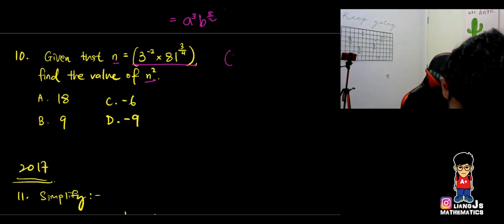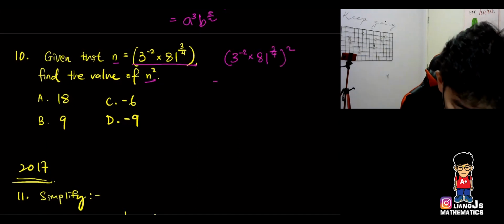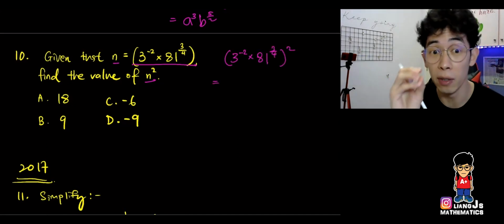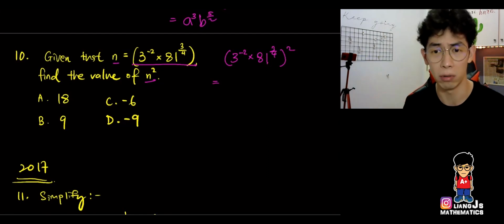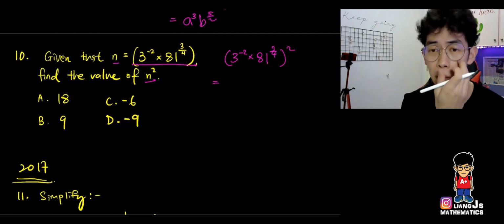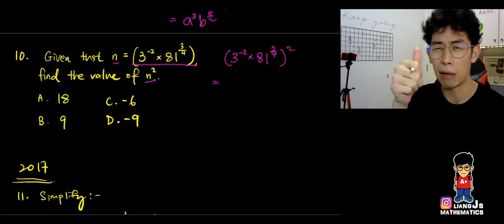So 3 power negative 2 times A, 1 3/4, bracket square. Same thing, make everything smaller, it will be easier, makes your life easier. The steps there are to solve your problems, guys. So that's why I designed it that way. My MS teacher said that. So I like it so much.